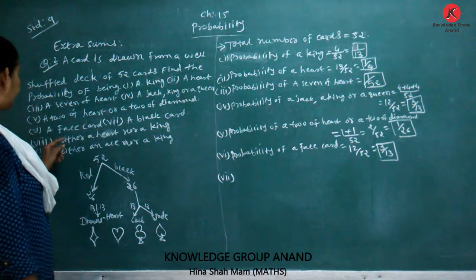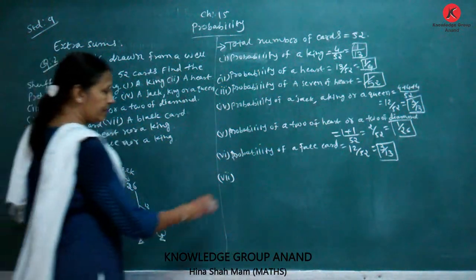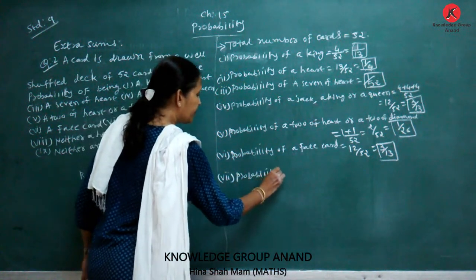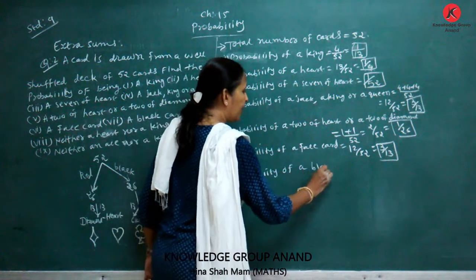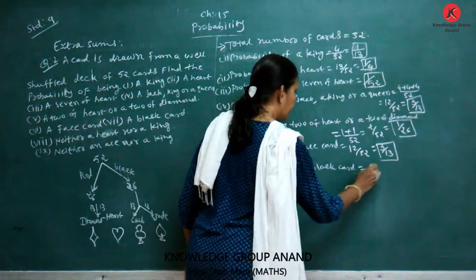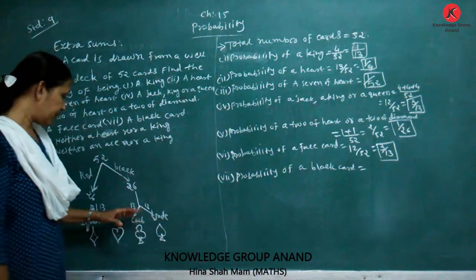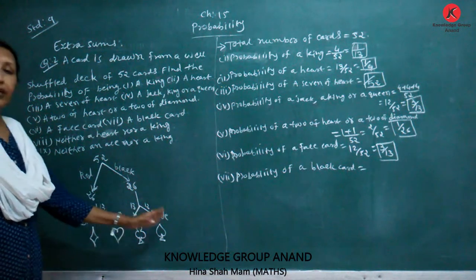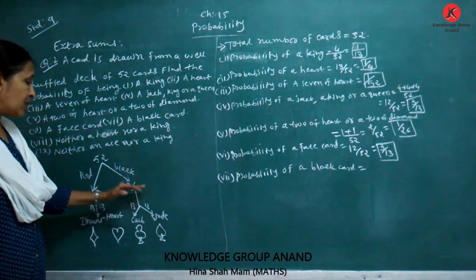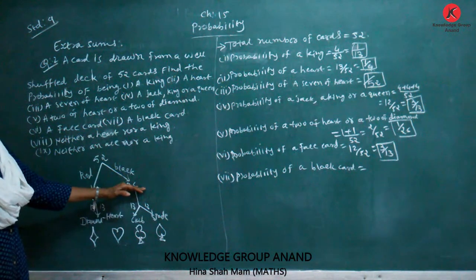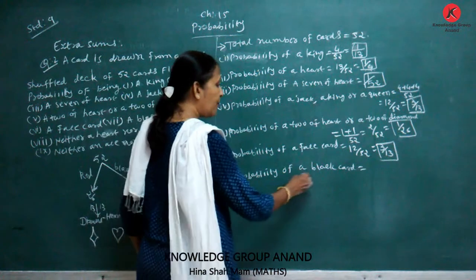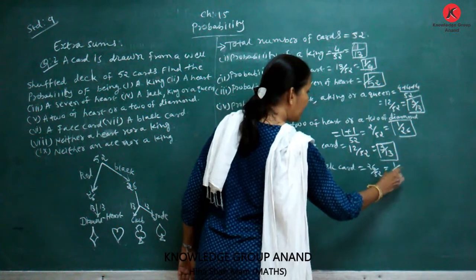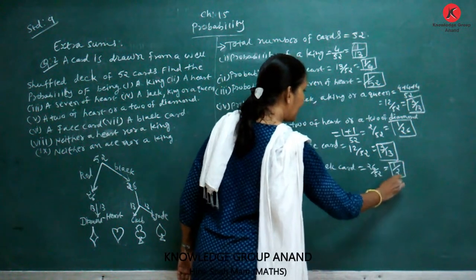Number 7. A black card. Probability of a black card. How many black cards? Here, how many? 26. 13 are club and 13 are spade. Therefore 26 are black cards. Therefore probability of a black card is equal to 26 by 52. 26 1s are 26, 26 2s are 52, so 1 by 2.